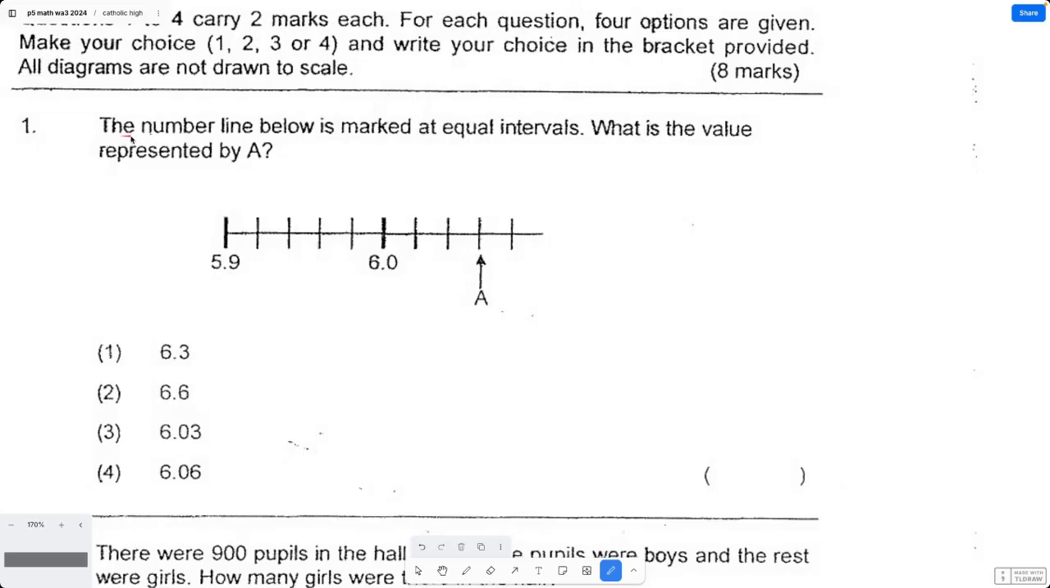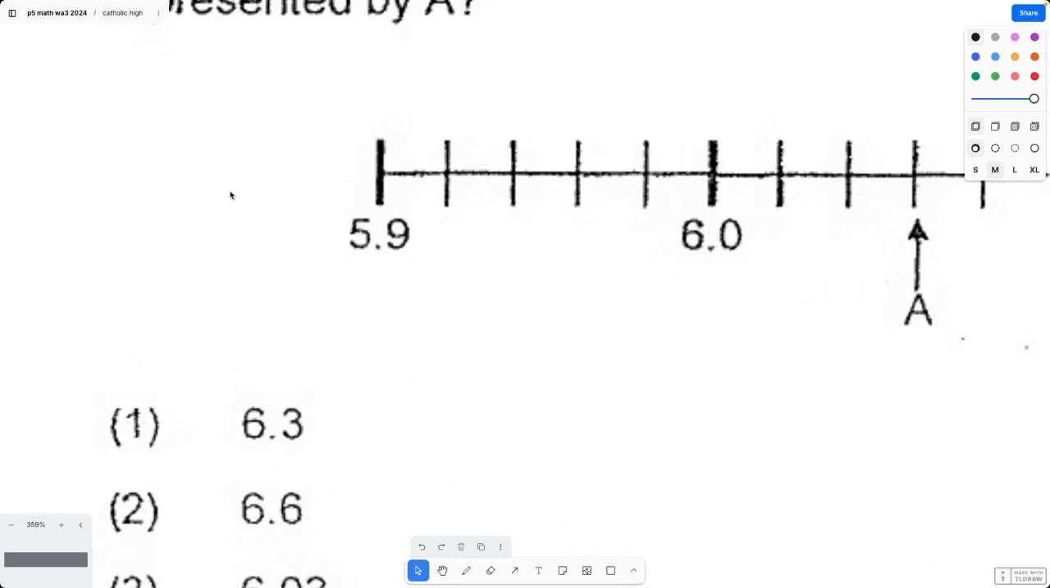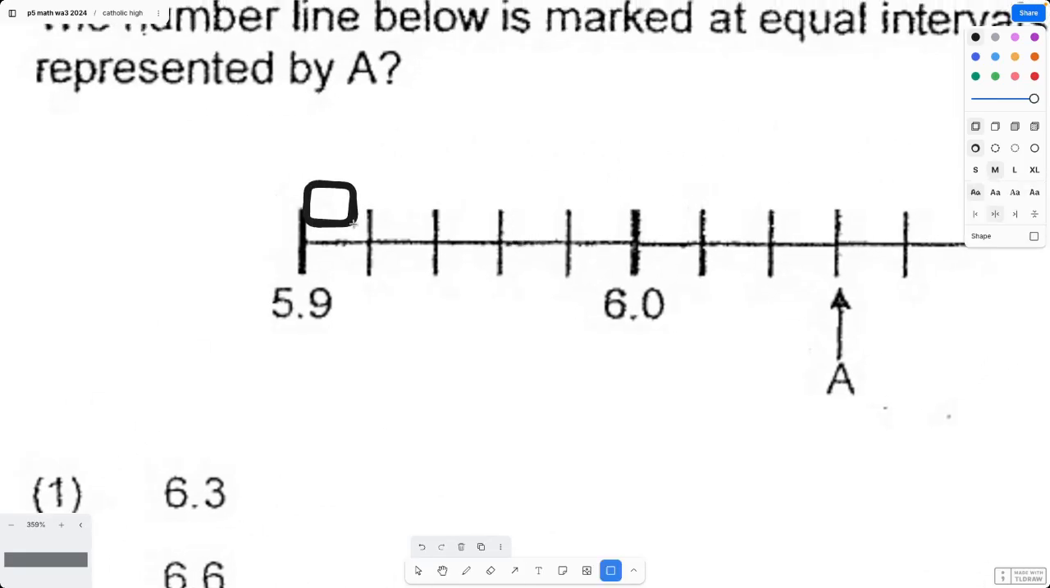Question 1. The number line below is marked at equal intervals. What is the value represented by A? Before we know what A is, we want to count how many gaps are in between one decimal number and another. If you zoom in, I'm going to count the number of gaps. So we have 1, 2, 3, 4, and 5.